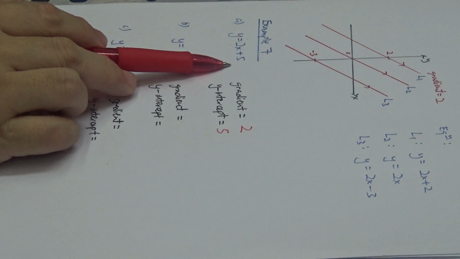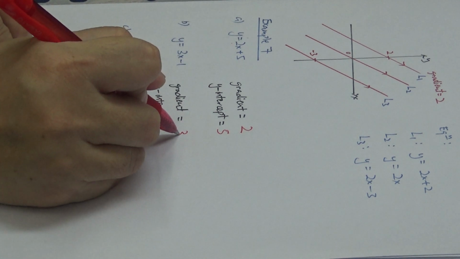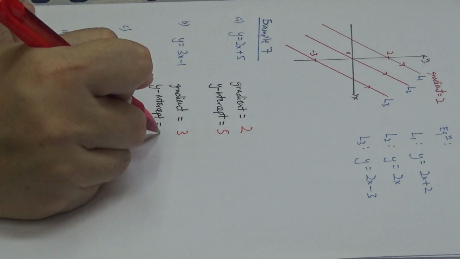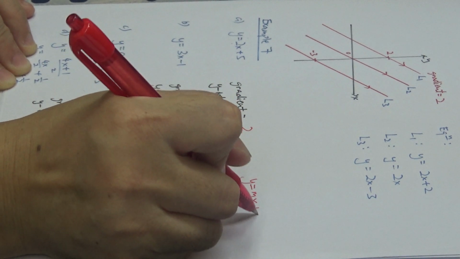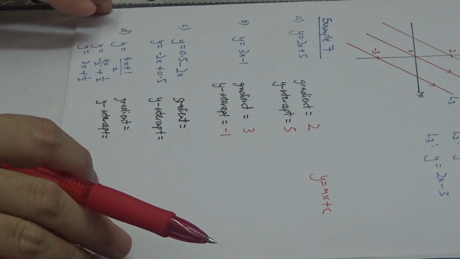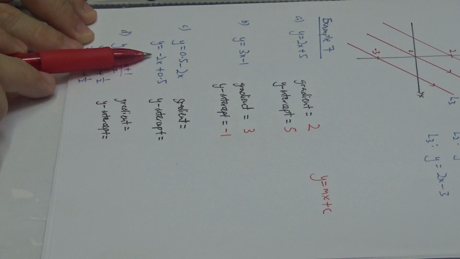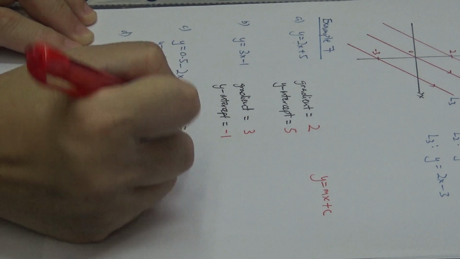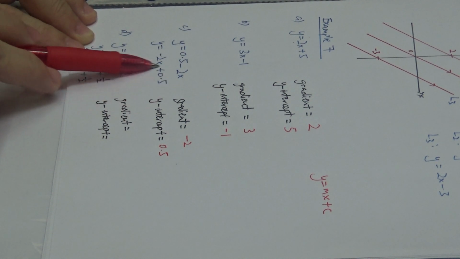mx plus c. 2 and 5. For this part, the gradient is 3 and the y-intercept is -1. If we compare to this general form, y equals mx plus c. Now, for part C, we have to be careful. We have to do a rearrangement to put the x in front first and the number behind. So, the gradient is -2 and the y-intercept is 0.5. We must make sure that the x comes first, then the number.